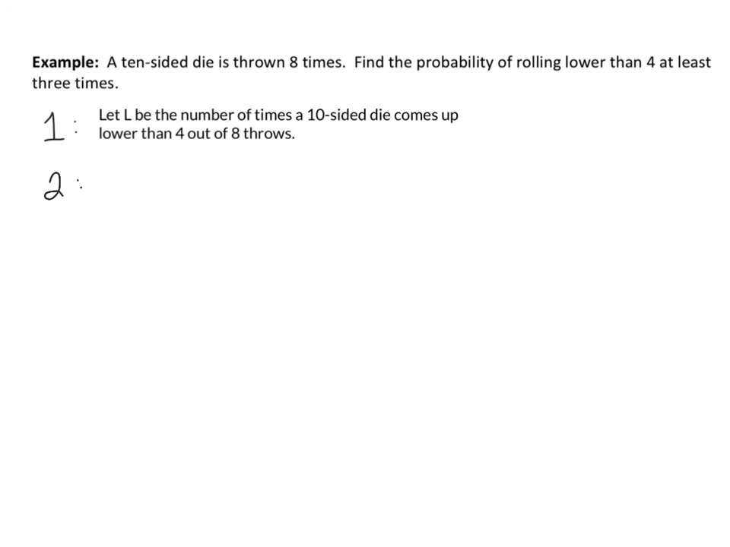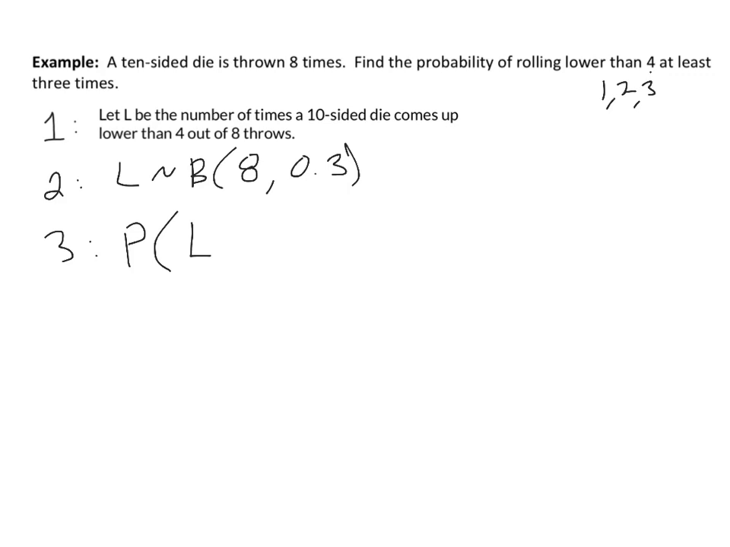Step 2, I'm supposed to indicate the type of distribution it is. L is distributed binomially with 8 trials and an individual success of, let's see here, rolling lower than 4, that would mean rolling a 1 or a 2 or a 3 on a 10-sided die, so that's 3/10 or 0.3. Step 3, I now indicate the probability I want. I want the probability that L, the number of times it comes up lower than 4, is at least 3. At least 3 times means it happens 3 times or 4 times or 5 times all the way up to 10 times. So I want this to be greater than or equal to 3.